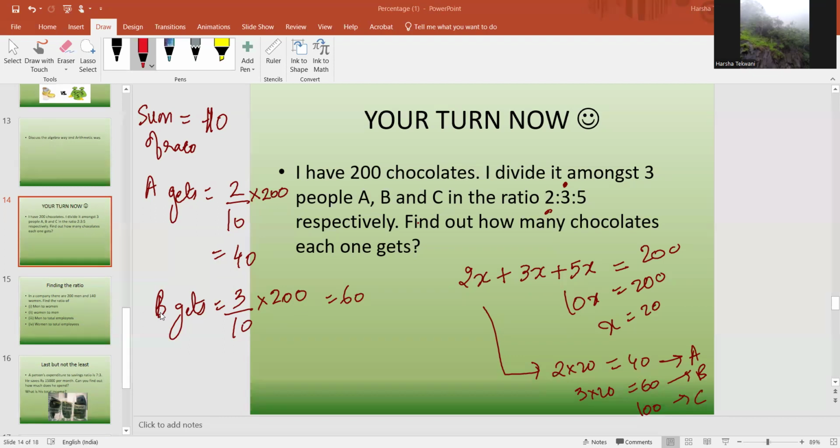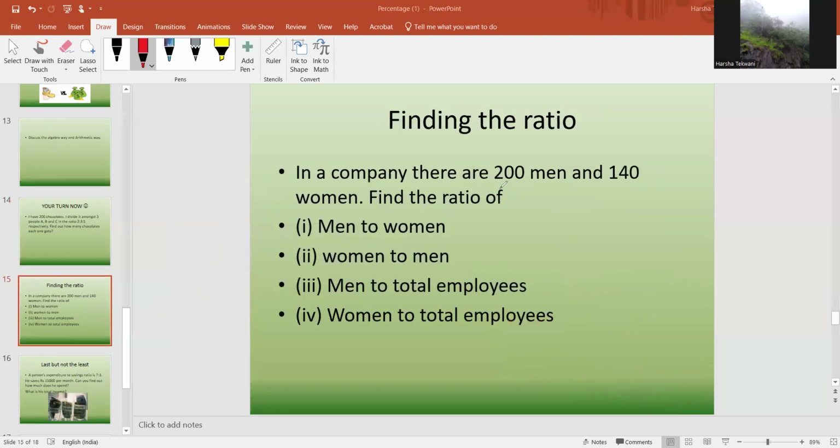Now, how do I calculate ratio? In a company, there are 200 men and 140 women. The person is asking, what is the ratio of men to women? So 200 is to 140. But generally, we give ratios in the simplest form. This will go with 2 tens are, 2 sevens are. So 10 is to 7. Women to men, we'll just write the reverse way.